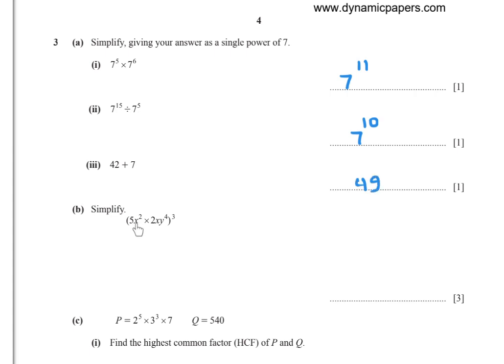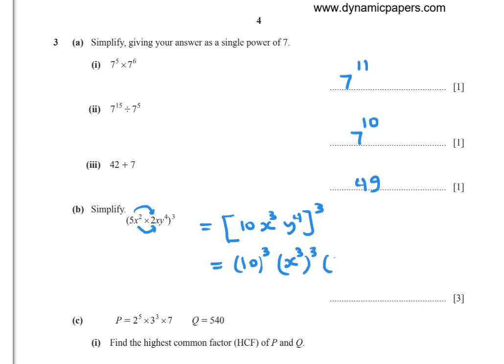B, simplify. 5 times 2x squared times 2xy power 4, all power 3. You can multiply the bracket first. 5 times 2, 10. X power 2 times x power 3. And we have y power 4. All power 3. Now distribute the power. So this means 10 power 3, x power 3 all power 3, y power 4 all power 3.